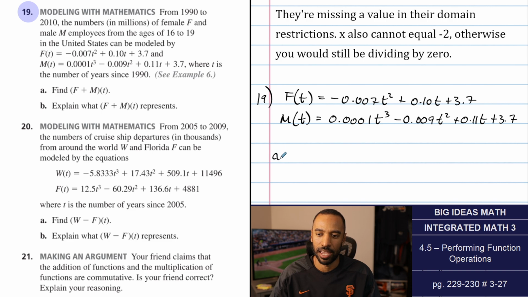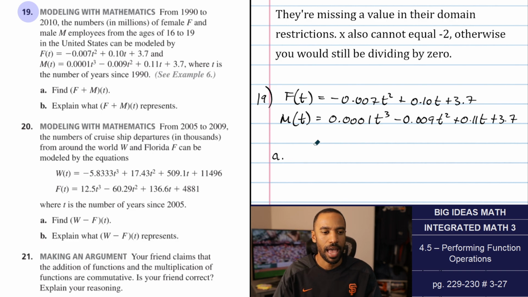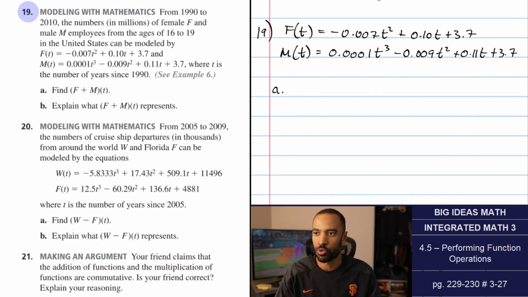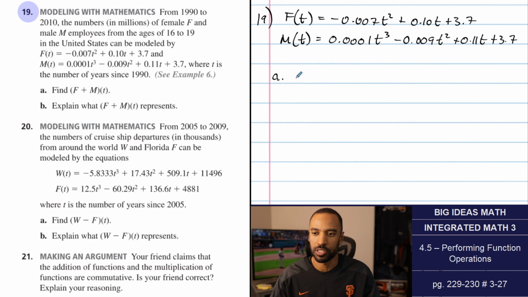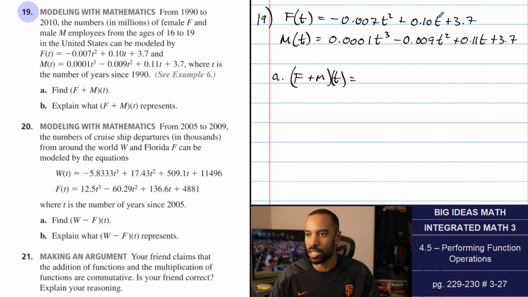All right, part A. Find, sorry, not find. They can say find. I'm just going to write it straight up: f plus m of t. Now, as a reminder, this is f of t plus m of t. So that'll equal, can we go straight into it? It's this plus that. Keep the signs the same. Just make sure you combine like terms.